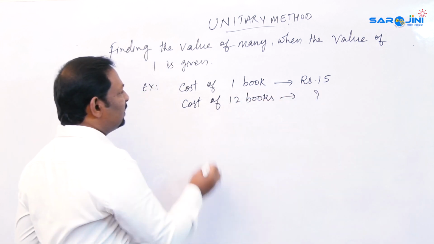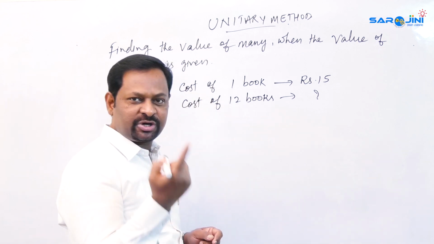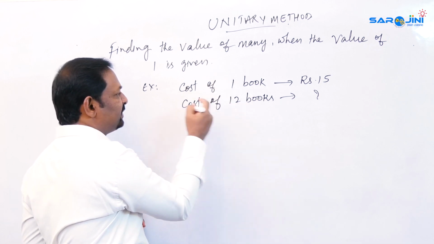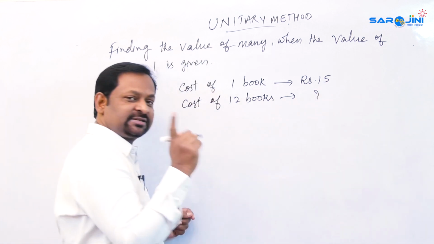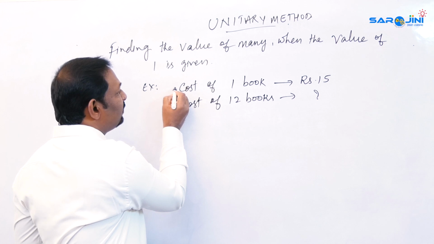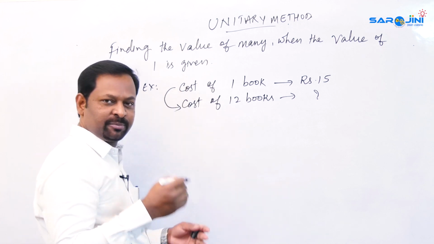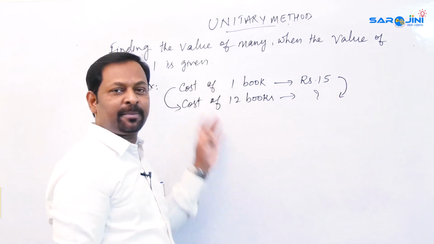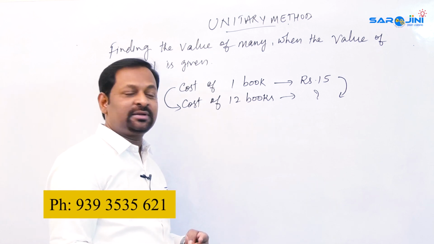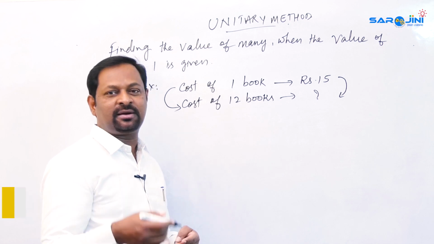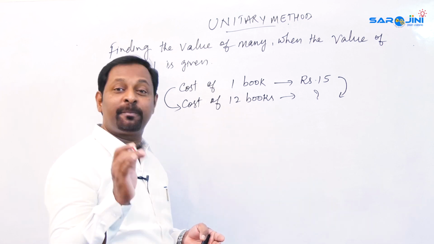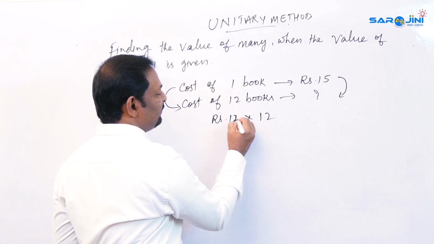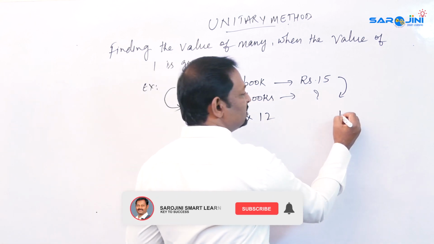Now here, the difference between the last episode and this episode is, when more number of things were given, we were finding for 1. That means we decreased, so the value also decreased. Decrease means division. Here, one book is increased to 12 books. That means the 15 rupees will also increase, because the number of books is increasing. So whenever you come across an increase in an article or item, we have to multiply. 15 rupees is multiplied with 12 books. So now just do the multiplication.